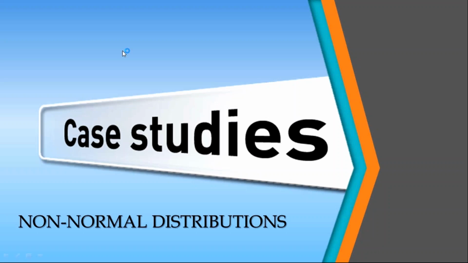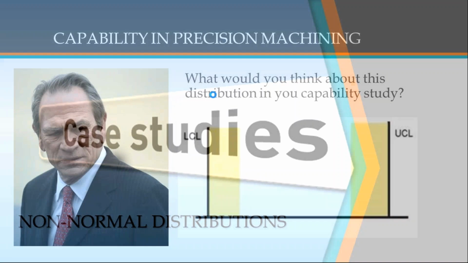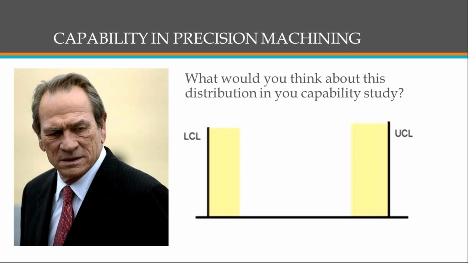Okay. If you saw this distribution, what would you think about this capability study? Most people would say, oh, gee, look at this. This is clearly bimodal. This process is totally incapable. There's two things going on. This is not good.